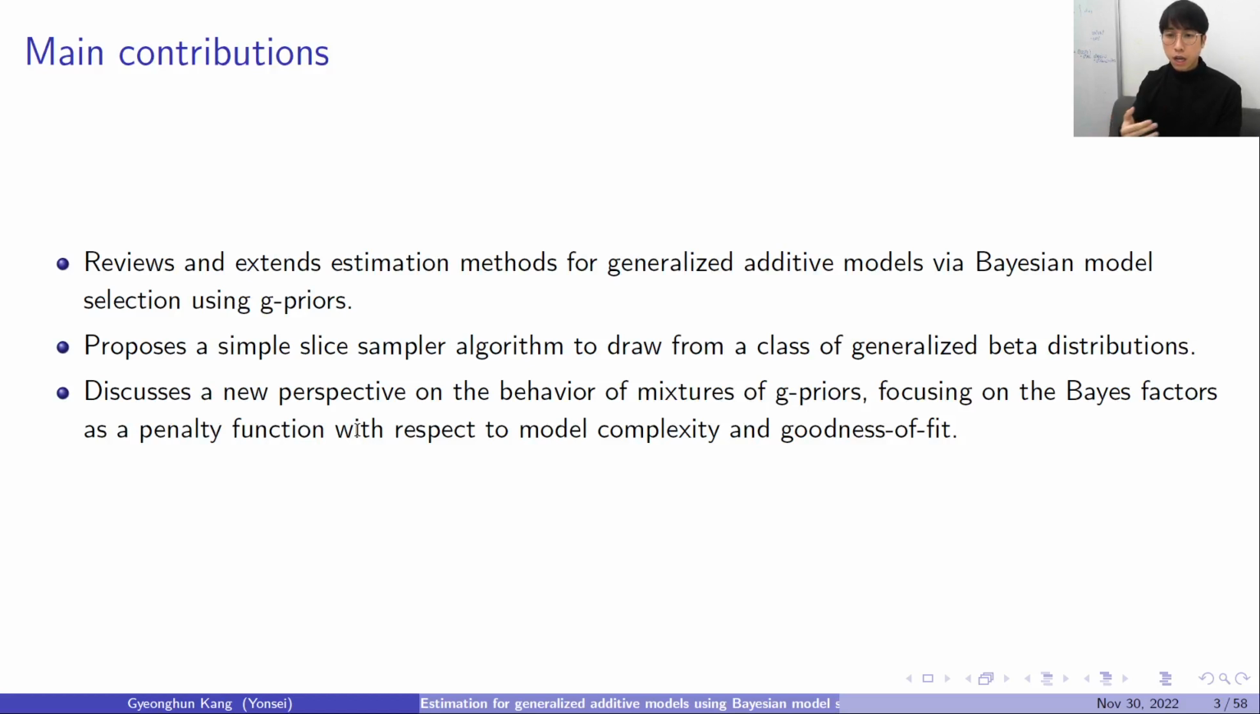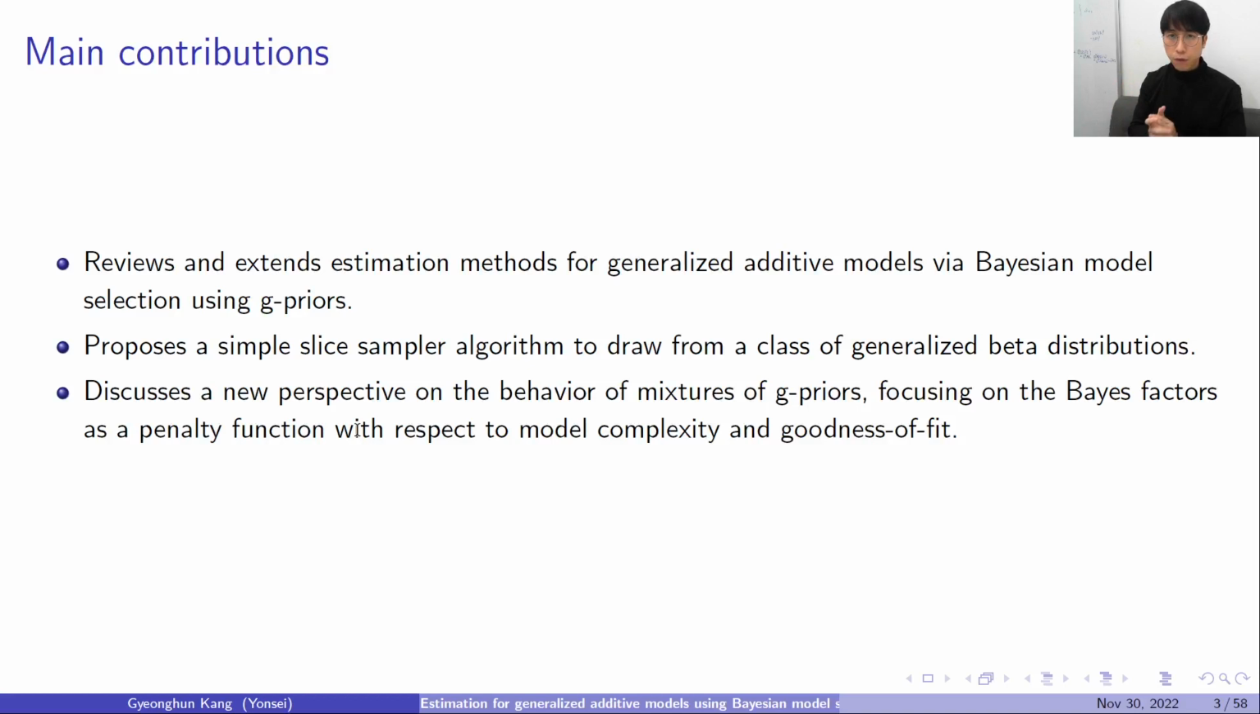And secondly, we have proposed a simple slice sampler algorithm to sample from a class of generalized beta distributions. Generalized beta distributions are frequently used in Bayesian model selection, but sampling from them was not very straightforward. But we found out that if we use a simple slice sampler, then we can sample from it by something similar to a Gibbs sampler, without having to manually configure the envelope for rejection sampling.